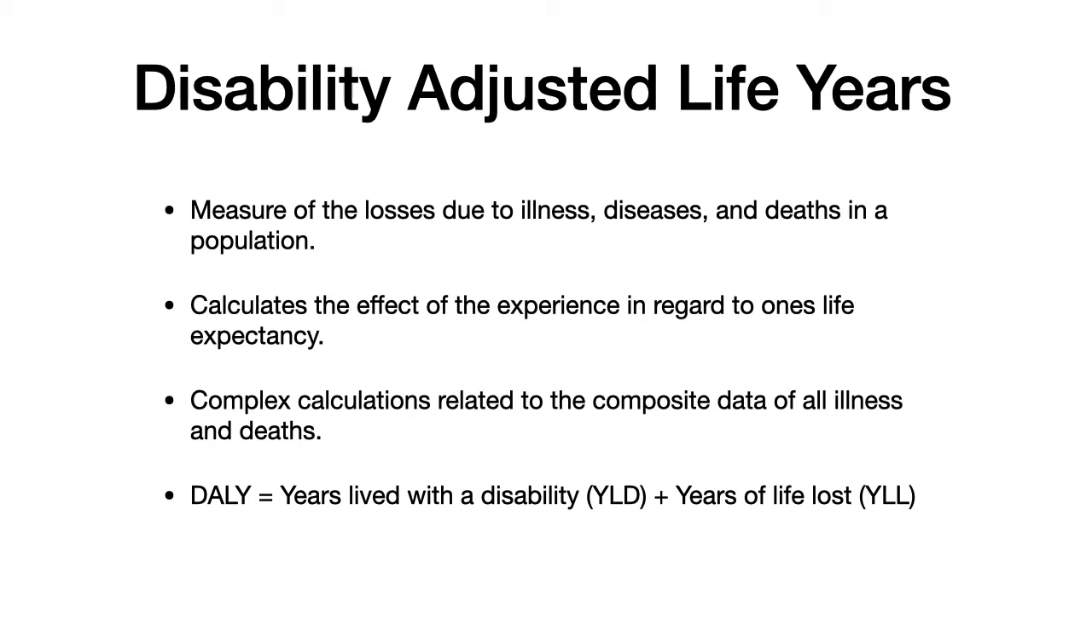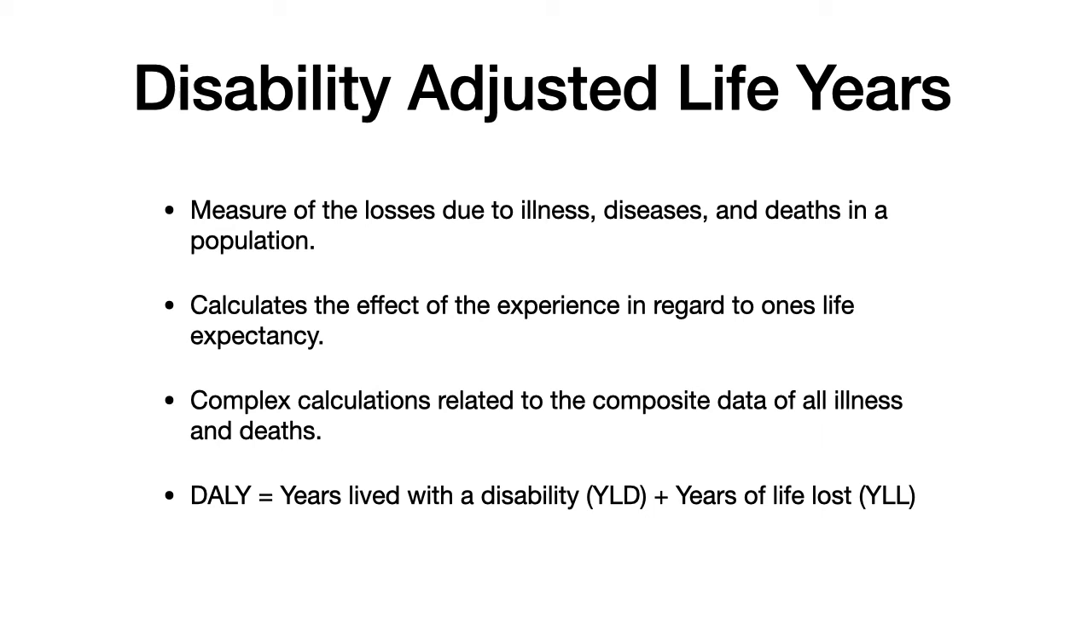And next we have what is called the disability adjusted life years. This similarly measures the losses due to illness, disease, or deaths in a population. It helps us calculate the effect of the experience of these diseases or conditions in regards to our life expectancy. So it's a bit more precise way of talking about the quality of life and the impact of disease, or the burden of disease, on our lives.